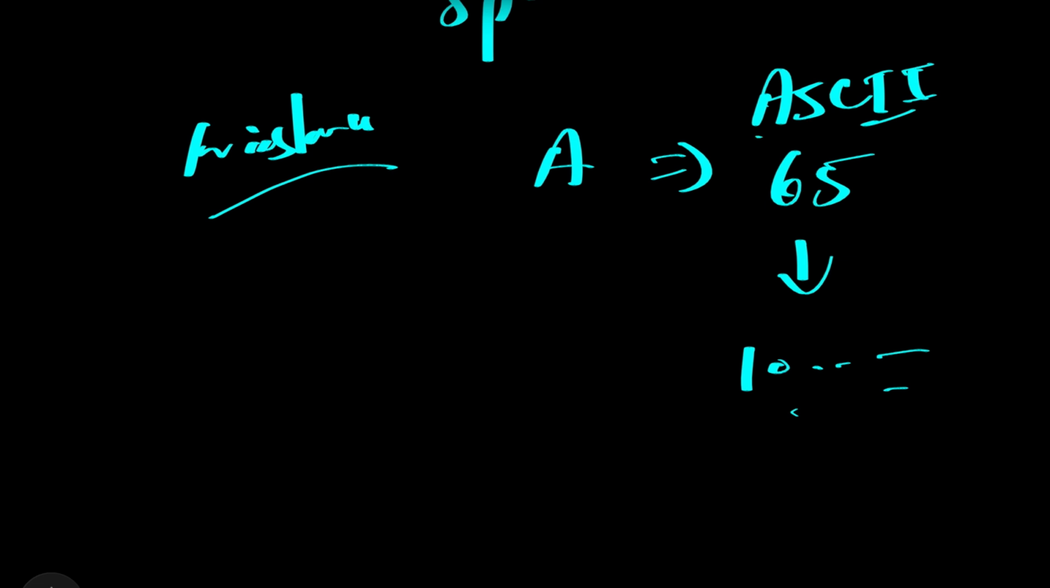So this ASCII code is the globally assigned value for each character. Any computer in the world, if you press A, the ASCII code 65 will be processed by the computer hardware in order to store this A or to get the outcome as an A. So this is how ASCII works.